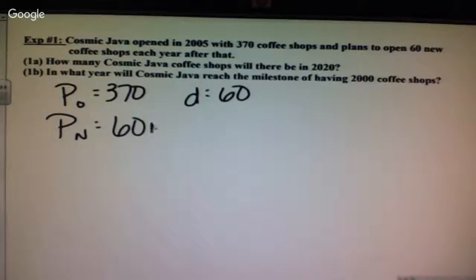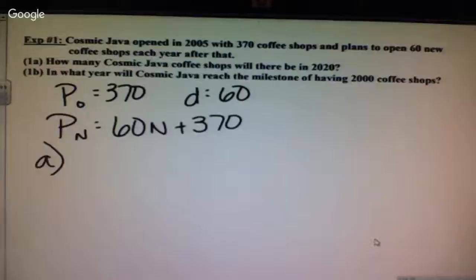370 is my P sub 0. I started with 370 coffee shops. 60 is my D. I'm opening 60 new ones every year after that. So that makes my explicit formula P sub n equals 60n plus 370. Now that I have that, I should be able to answer the questions they want to know.